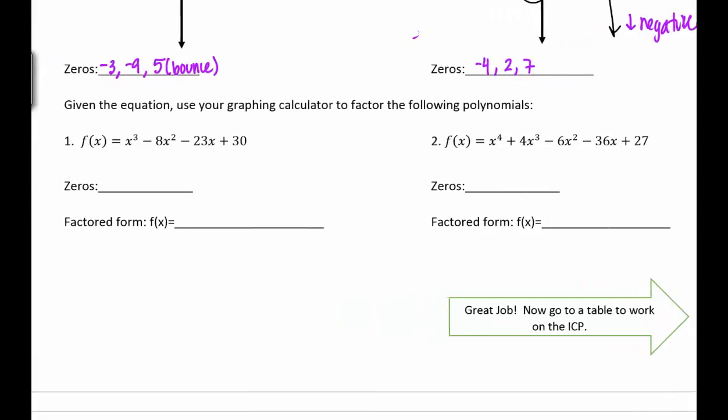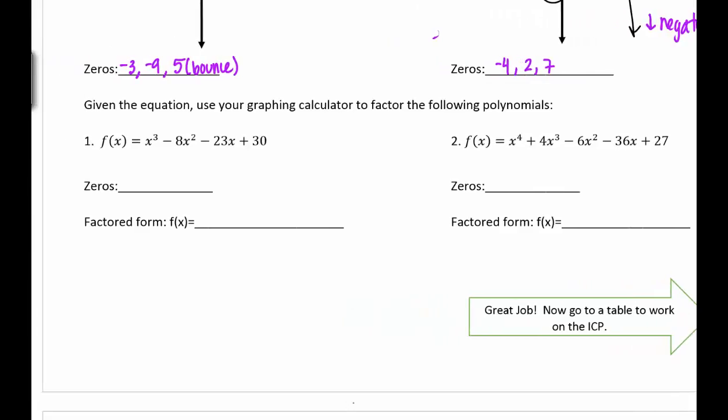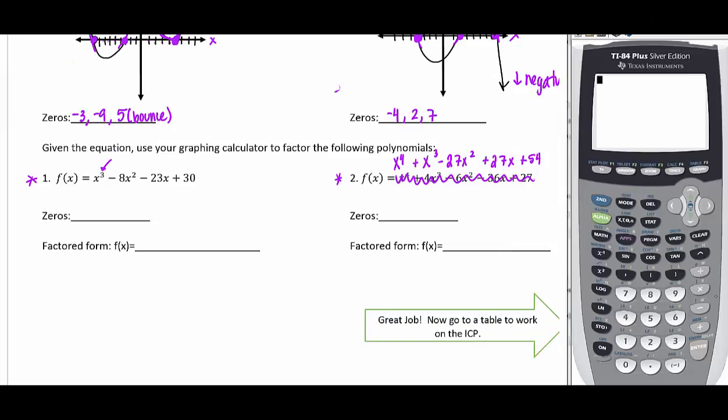Alrighty. The main point of today is, when you're given an equation, to use your graphing calculator to factor the following polynomials. So the first thing we need to do is go to our calculator. If you don't have one out right now, take a second to take out your calculator, and we're going to type in this equation.